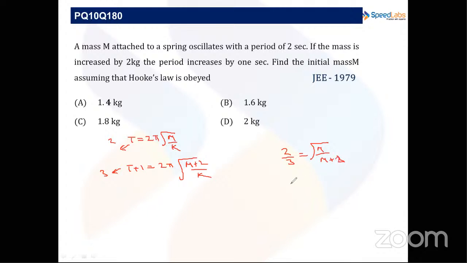So 4 by 9 is equal to m upon m plus 2. So 4m plus 8 is equal to 9m. 5m is equal to 8. 8 by 5, that is 1.6 kg. B is the correct answer. Simple formula based question. It came directly in JEE.